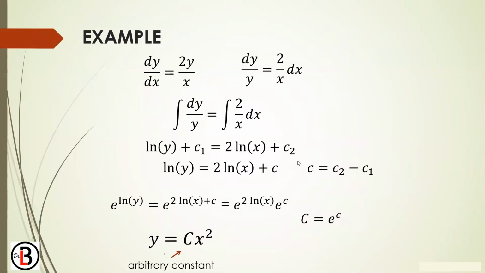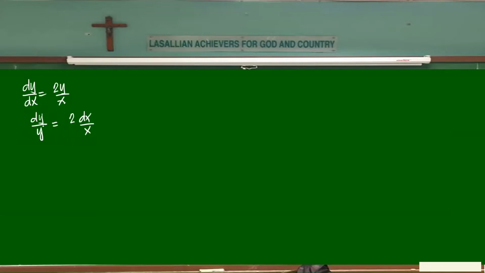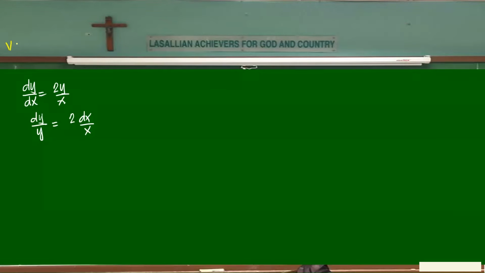So an example, let's just take this. Instead of reviewing this one, I'll just solve this for you. Please take note of the problem. Please copy the problem. dy over dx is 2y over x. So with this, okay, I was able to purely separate the variables. So this is called variable separable. Okay, now that we were able to separate these variables, we can already integrate them, integrate both sides.